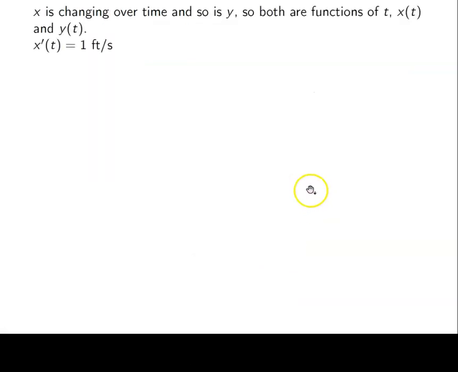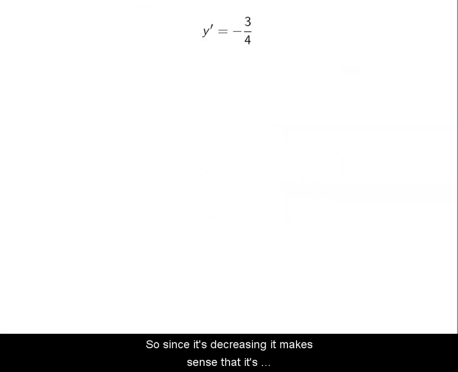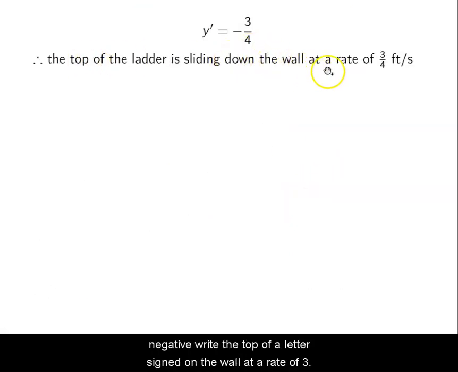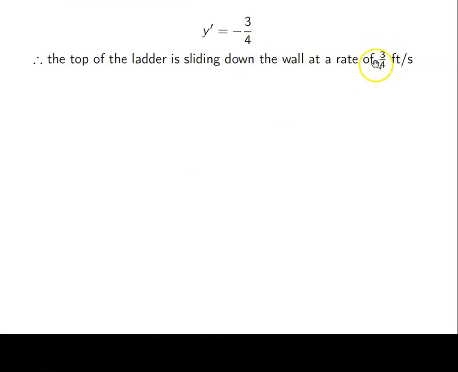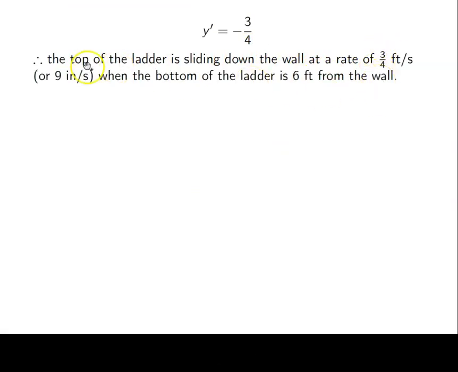It's decreasing. So since it's decreasing, it makes sense that it's negative, right? The top of the ladder is sliding down the wall at a rate of 3/4 foot per second, or 9 inches per second, when the bottom of the ladder is 6 feet from the wall. So it is decreasing in value, but the speed, remember, speed is always positive. Velocity has a direction. Here it's going downwards, but the speed is just the numerical value, the absolute value of that. So it's moving at a speed of 3/4 and it's moving downwards. So it's decreasing in value, but this is the rate at which it is moving.